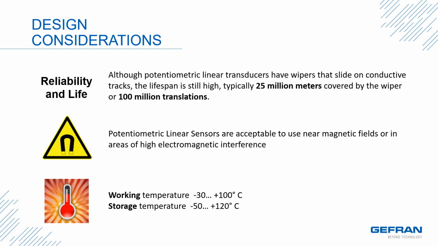Other design considerations include reliability and life, magnetic interference, and temperature. Although potentiometric linear transducers have wipers that slide on conductive tracks, the lifespan is still high, typically 25 million meters covered by the wiper or 100 million translations. Potentiometric linear sensors are acceptable to use near magnetic fields or in areas of high electromagnetic interference. The working temperature range is typically from -30 to +100 degrees C, and the storage temperature is typically between -50 to +120 degrees C.